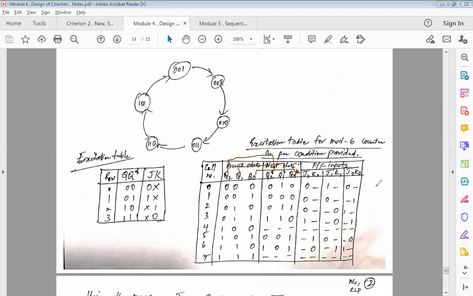Okay. So with the combination of Q2 and Q2 star, I'll be getting J2, K2. And with the combination of Q1 star, I'll be getting J1, K1. So similarly J0, K0. So how many K maps will I be needing here? 6. 6 K maps. One for J2, K2, J1, K1, J0, K0.